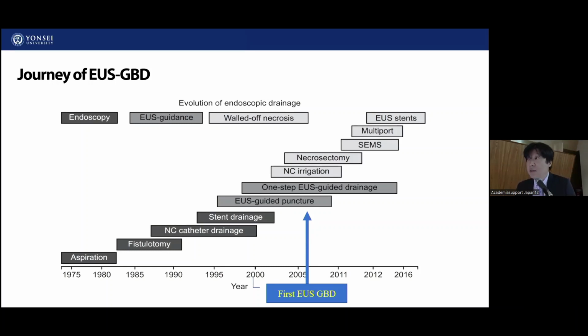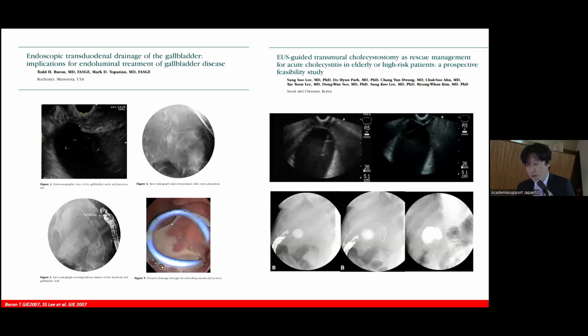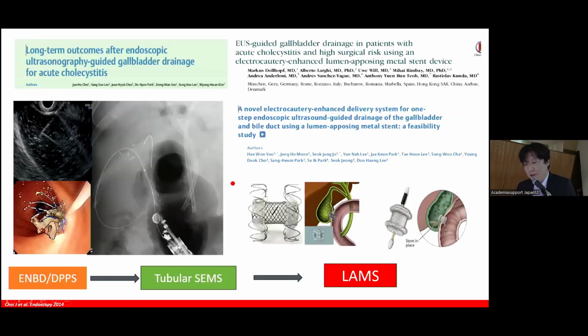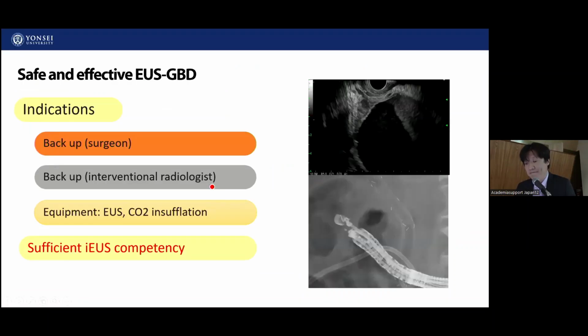The journey of EUS-GBD begins in 2007. Two groups reported safety and feasibility of EUS-GBD. One is from Todd Baron from the US group, and one is from Sang-Soo Lee from the Korean group. After that, EMBD and the double pigtail plastic stent were introduced for EUS-GBD. After tubular SEMS and LAMS were introduced, nowadays EUS-GBD is actively performed worldwide.